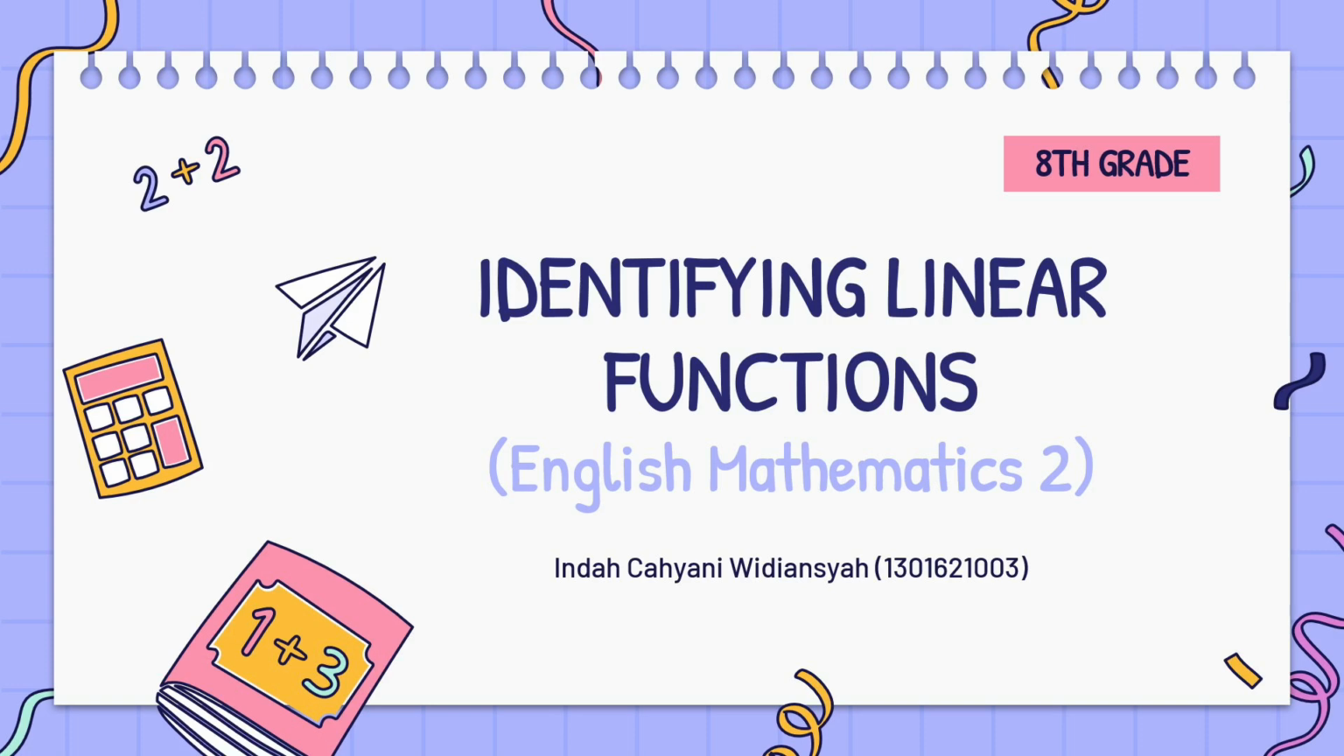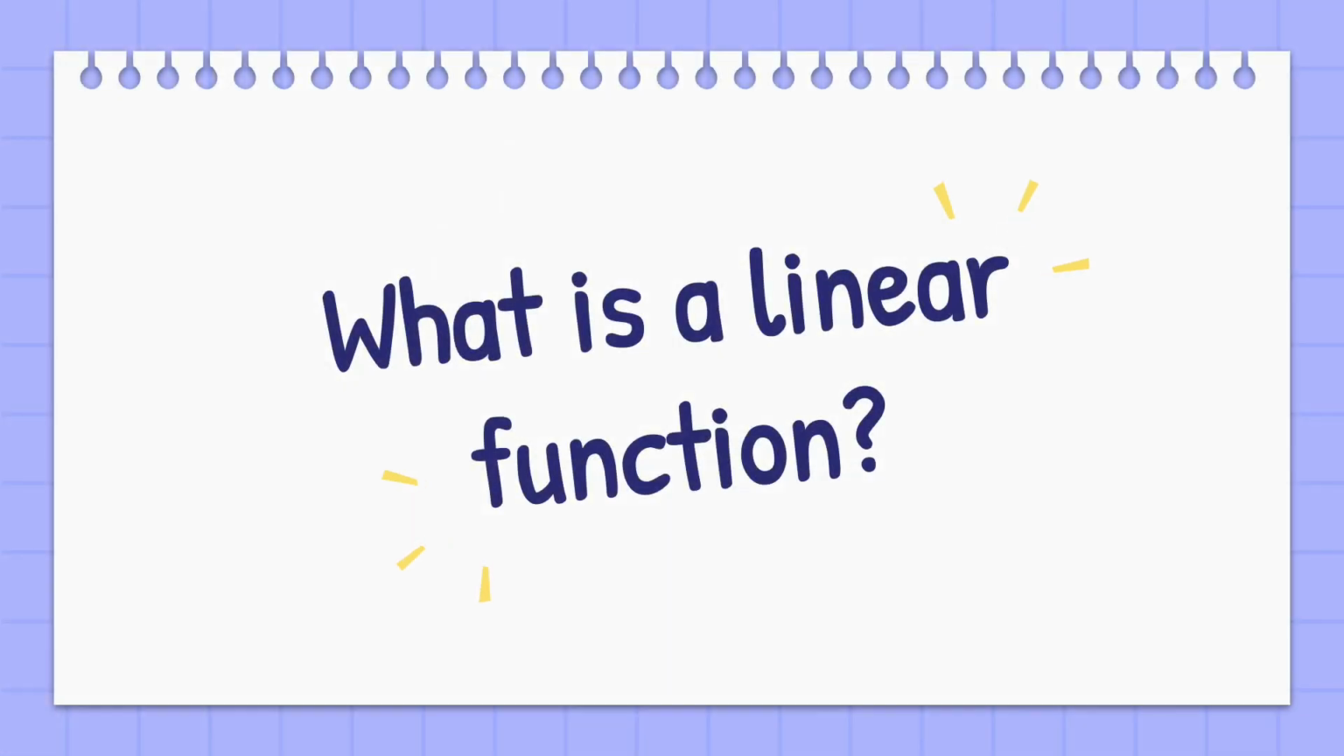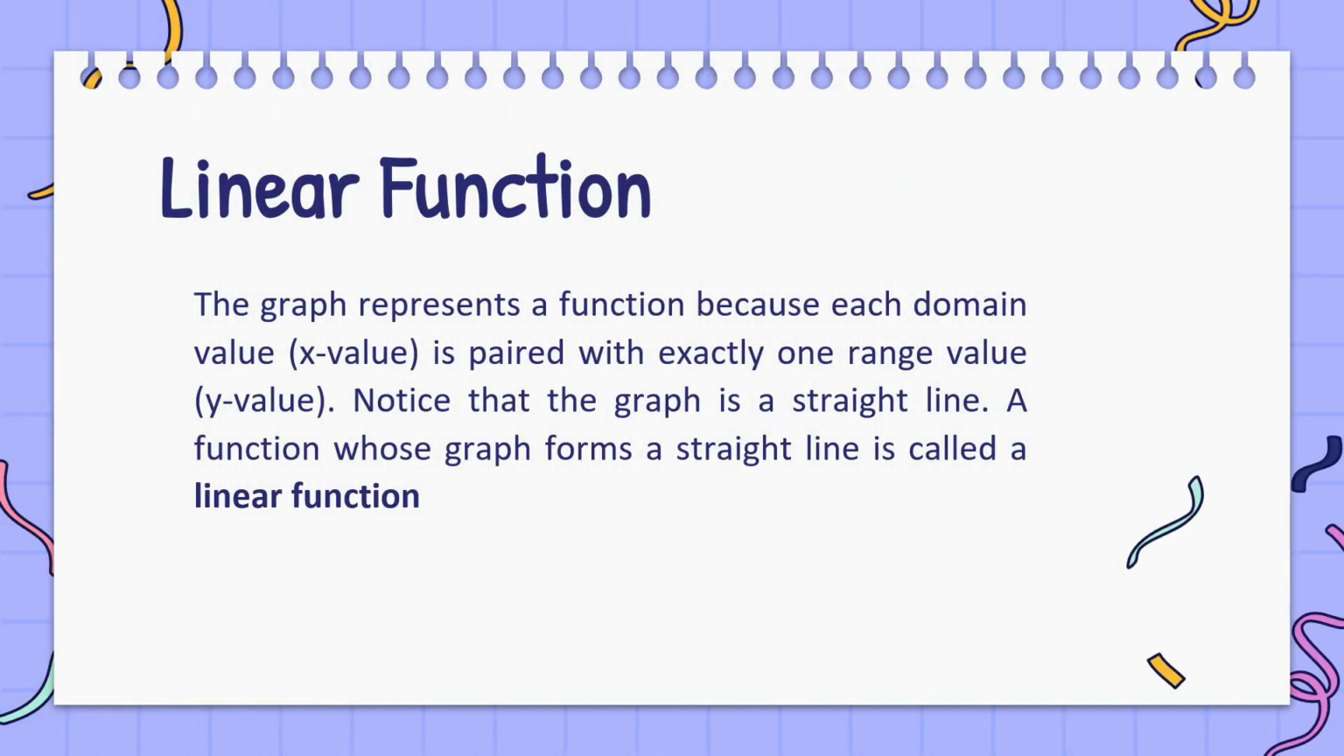So, today we will learn about linear functions and how to identify a linear function. Before we start, we must know what a linear function is. The graph represents a function because its domain value, or x value, is paired with exactly one range value, or y value. Notice that the graph is a straight line. A function whose graph forms a straight line is called a linear function. That's it, the definition of a linear function.